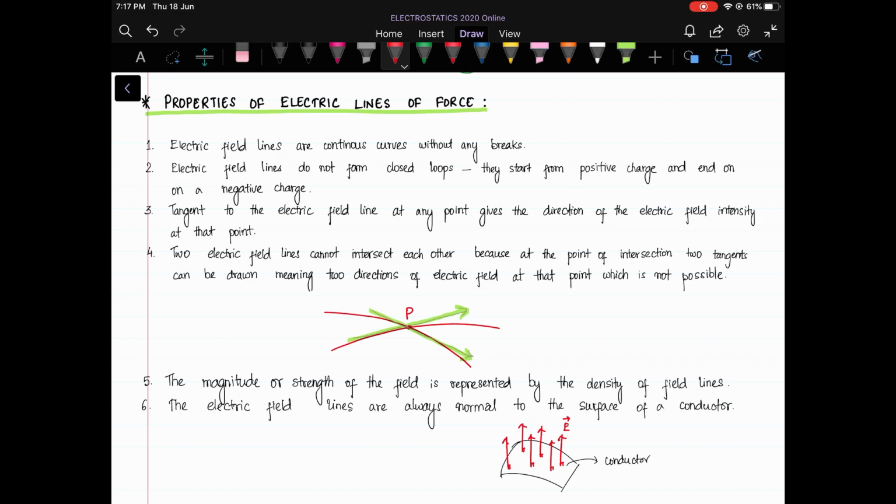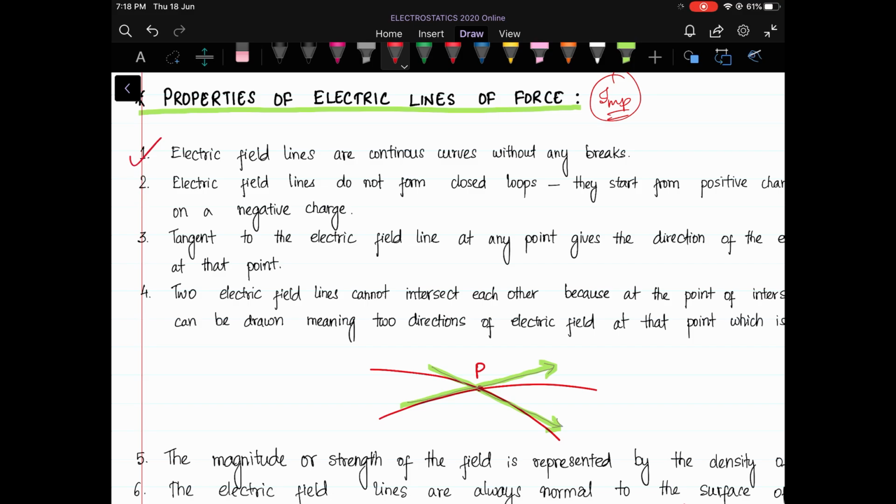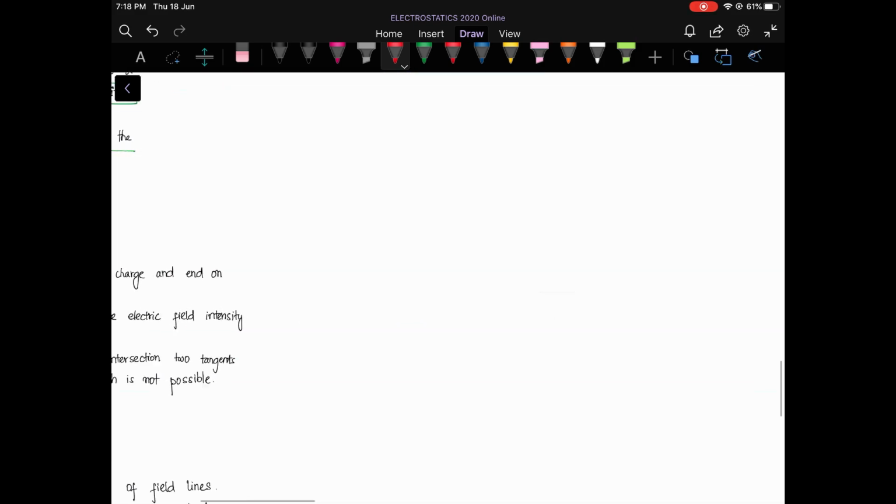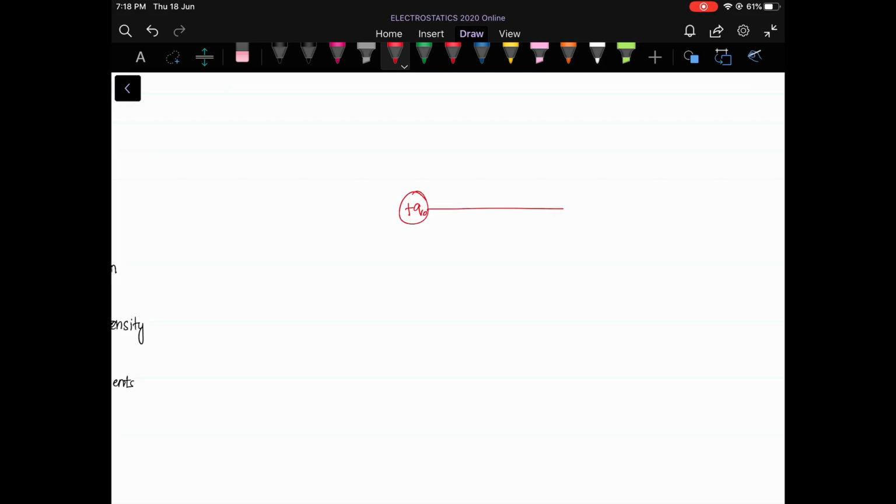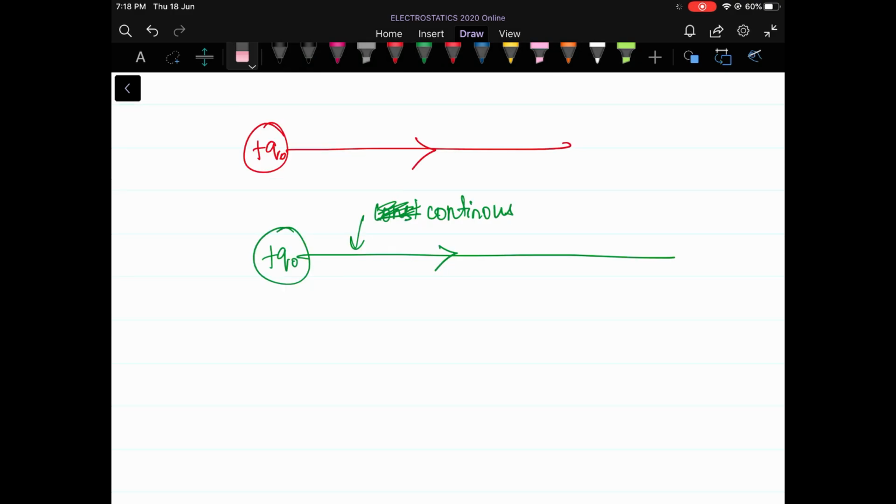Next, we are going to study the properties of your electric lines of force. It's very important, conceptually and also from the exam point of view. Electric field lines or lines of force are continuous lines or continuous curves, and they should not have any breaks. That is easy to understand because if you remember, an electric field line is the path followed by your test charge. So suppose I have a test charge here in an electric field, and suppose this is the path followed by your test charge. Clearly the path is always going to be continuous. You can't expect the path to have breaks like this.